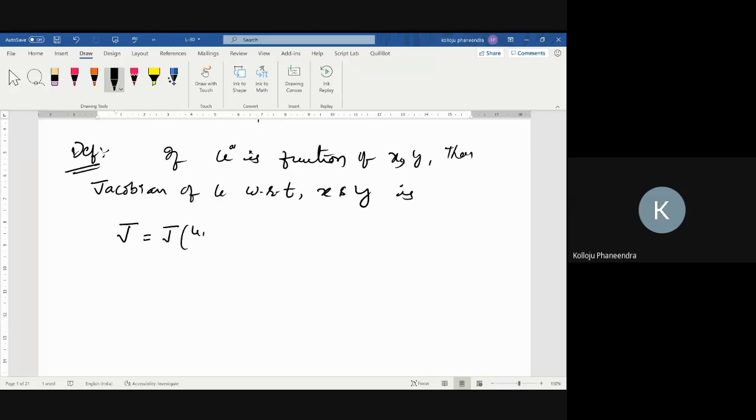If u and v are functions of x and y, then the Jacobian of uv with respect to xy, this is the notation. I'm considering two functions, u and v, functions of xy, and the Jacobian of uv with respect to xy, notation either J, or J of uv over xy. Another notation is dou uv by dou xy. This is also notation for Jacobian.